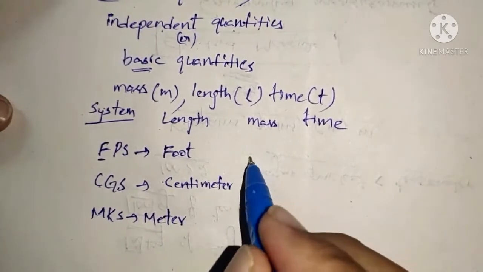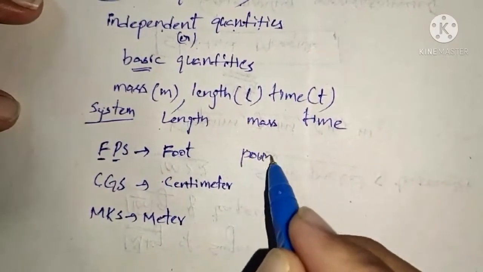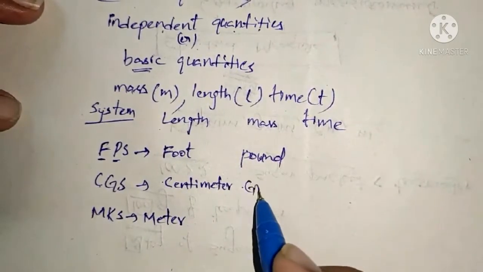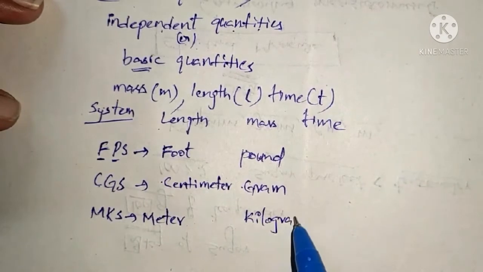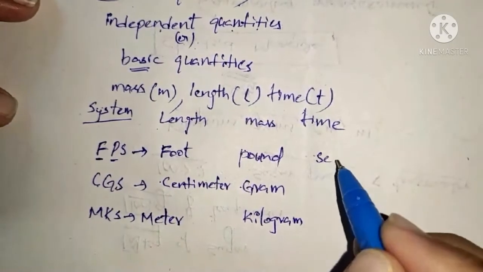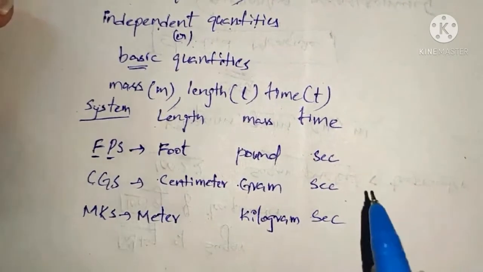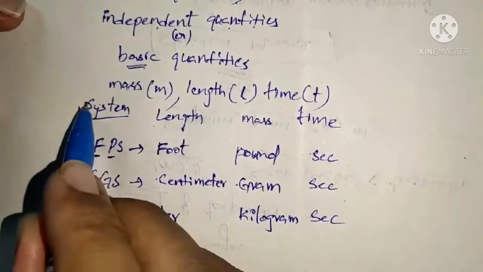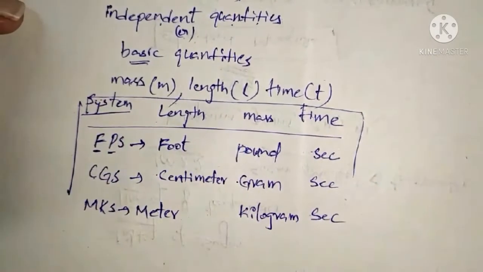If you come to the mass, in the second one P is nothing but pound. Here it is gram in CGS, and in this one it is kilogram. Coming to time, in the FPS system time is seconds. Here also seconds, here also seconds. So once again, sir, how many types of systems are we using here? Three. The scientists evolved these different types of measuring systems.